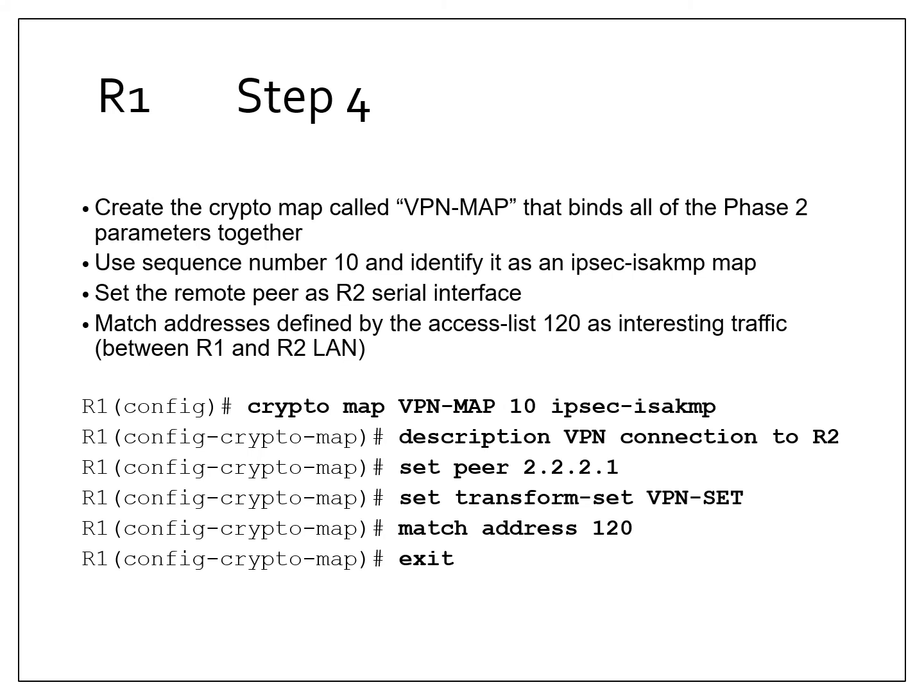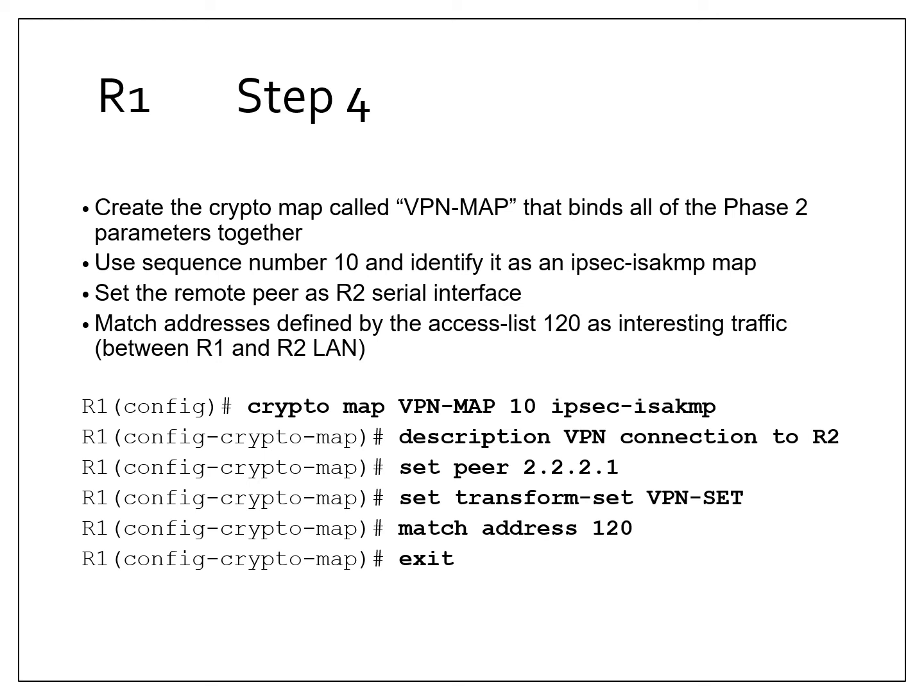In step 4 on router 1, we want to create the crypto map, and we'll call it VPN-map, that binds all of the phase 2 parameters together. So we're going to set up a security association. We're going to use the sequence number 10 and identify it as an IPsec ISAKMP map. We'll set the remote peer as the router 2 serial interface.